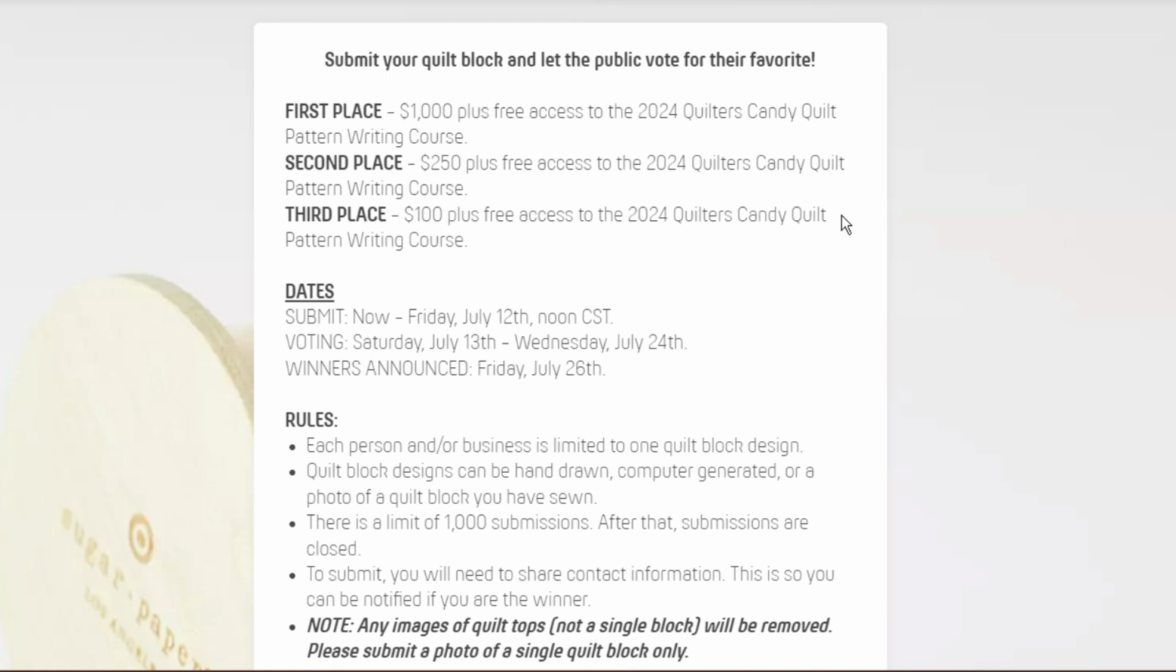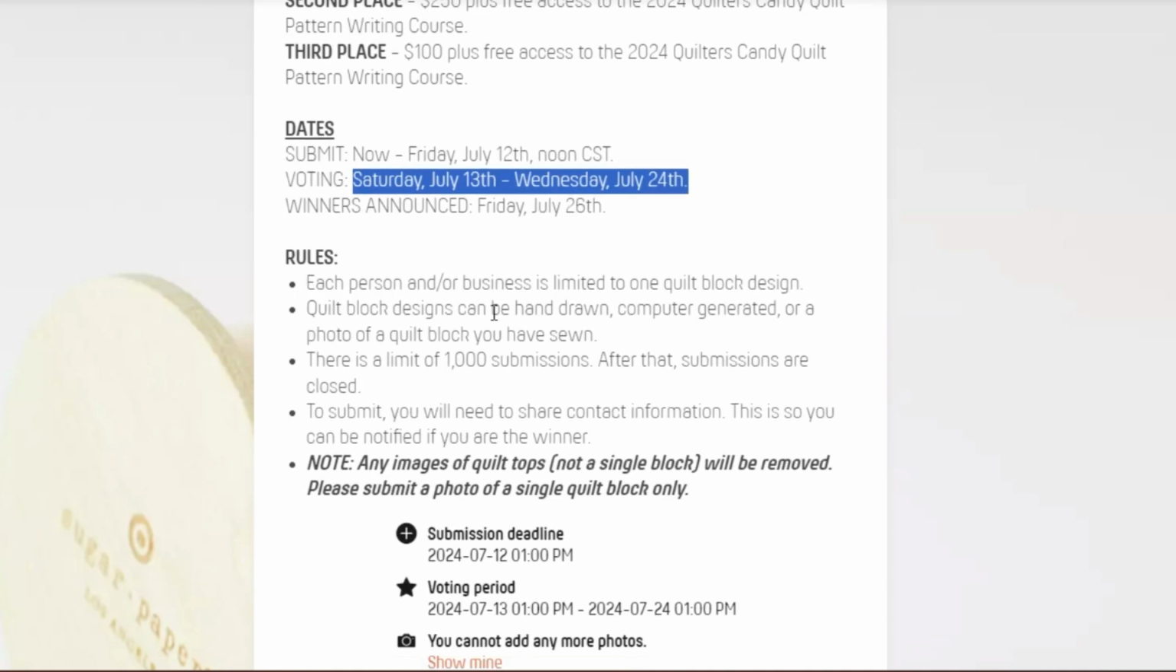So as you can see here, submissions are definitely closed, but voting has started, so that's really exciting, and I can't wait to see who comes out on top. The rules are pretty simple. Everyone can enter 1 block and 1 block only, whether you're a person or a business. The quilt block designs can be hand-drawn, computer-generated, or a photo of the quilt block that we make. So I opted for entering a photo of my quilt block because why not? And plus I can use that same photo on my Instagram later on.